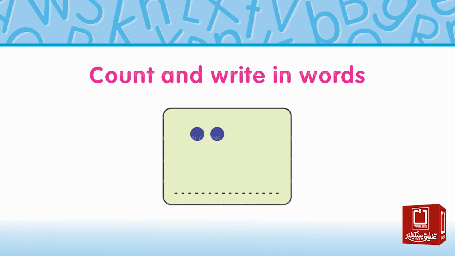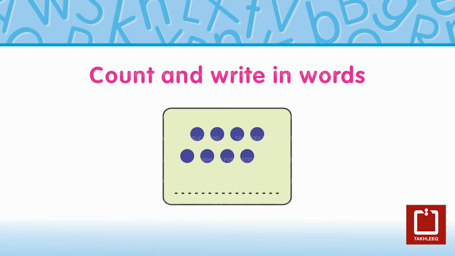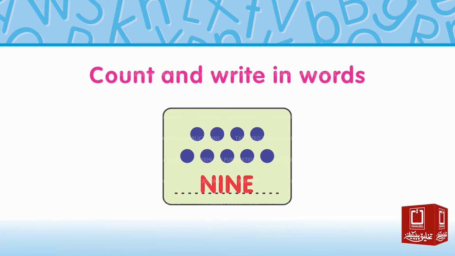1, 2, 3, 4, 5, 6, 7, 8, 9. Here are 9 dots. The spellings of 9 are N, I, N, E. 9. So we write here N, I, N, E.